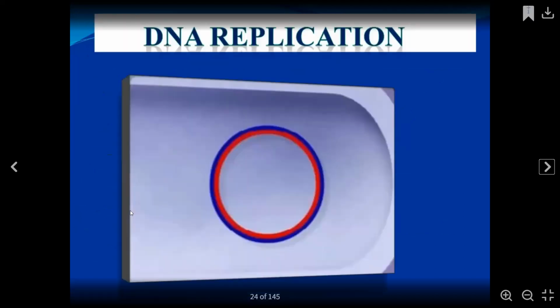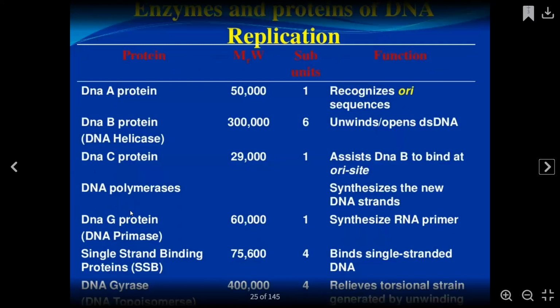Now let us see how the DNA replication starts. So as we mentioned, the DnaA protein helps in the recognition of the ORI sequence. It has a molecular weight of around 50,000 and it has one subunit. And this DnaA protein is used for recognizing the ORI sequence. This table will give you a grand picture of the proteins and the enzymes involved in it. As you can see, the DnaB protein, that is the DNA helicase enzyme, has 6 subunits. This helps in opening, unwinding of the double-stranded DNA.